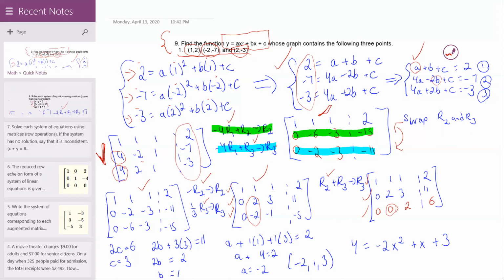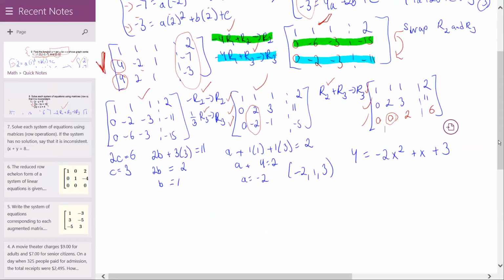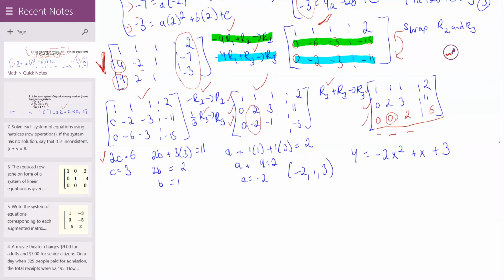And again, we could go into reduced echelon form, but that would be more tedious in this case. So instead, we're just going to write this equation from right here. This says 0x plus 0y plus 2z equals 6. Or 2c, sorry. 0a plus 0b plus 2c equals 6. So 2c equals 6, c equals 3.